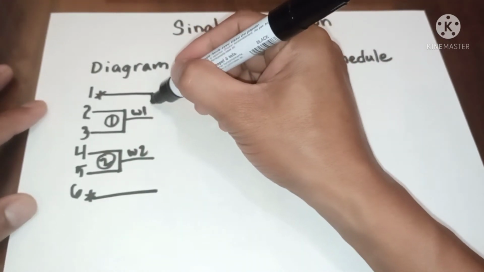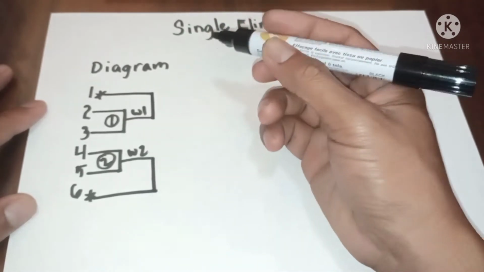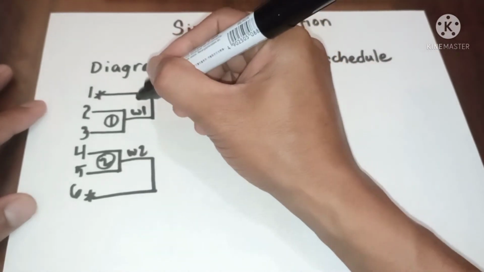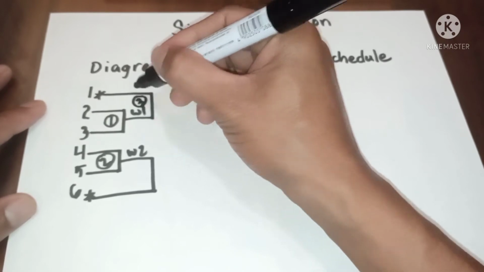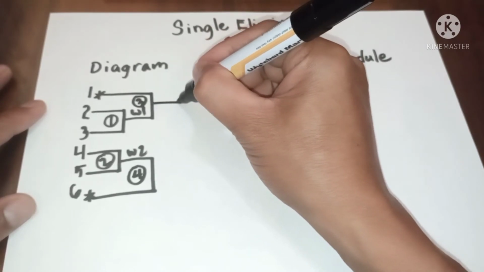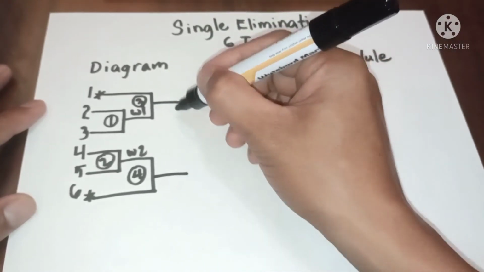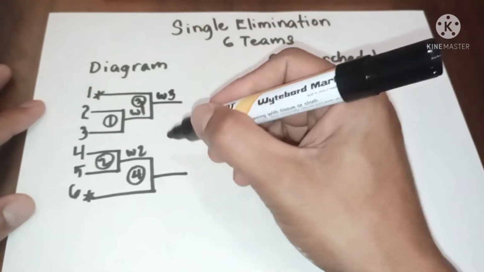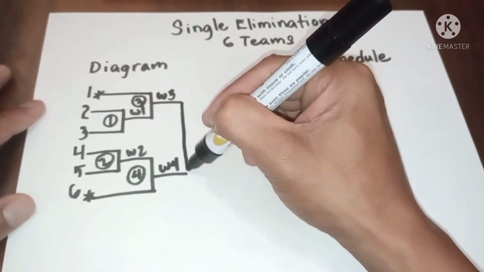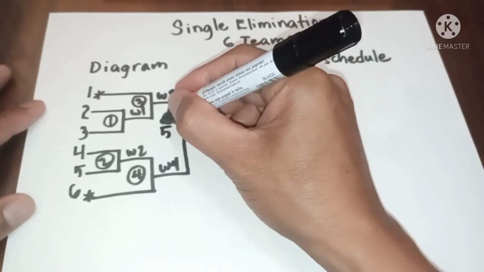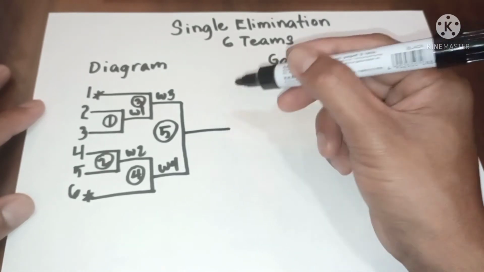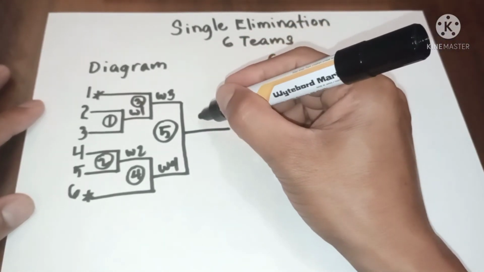So from the top, game 1, game 2, and then game 3 should be here, and then game 4, then the result, winner 3, winner 4, or game 5. Since this is the last game, let us have the result.